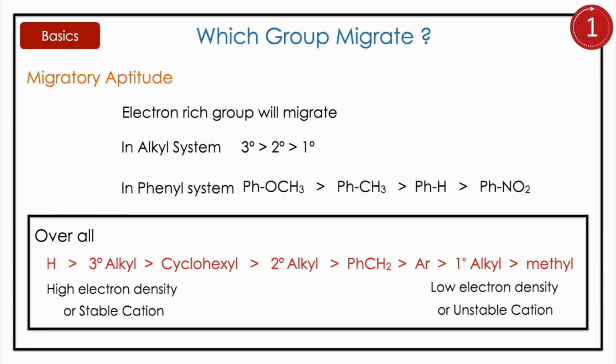The migrating ability can be summarized simply: electron rich groups migrate. In alkyl systems we know the tertiary cation is more stable. So in the same way here, tertiary migrates first, then secondary, then primary. In phenyl systems, ether, then methyl, then simple benzene, then nitrobenzene. Basically it depends on the electron density in the benzene ring. Overall, hydrogen migrates first, then tertiary, then cyclohexyl, then secondary, then benzyl, aromatic, primary and methyl. Basically you are going from high electron density to low electron density.